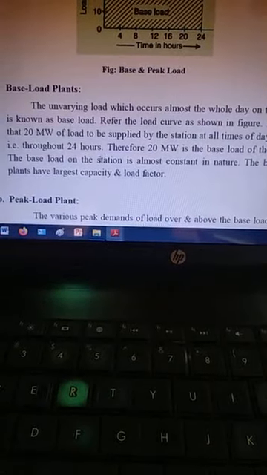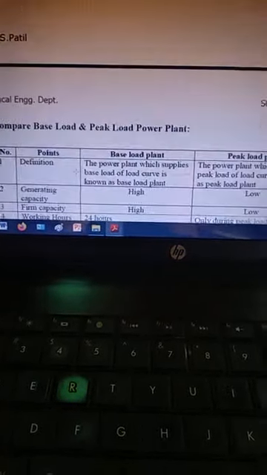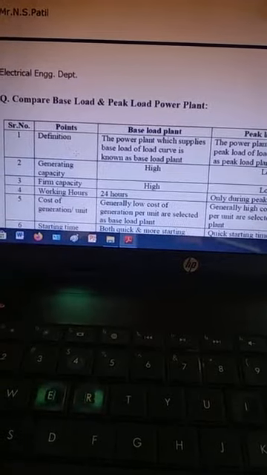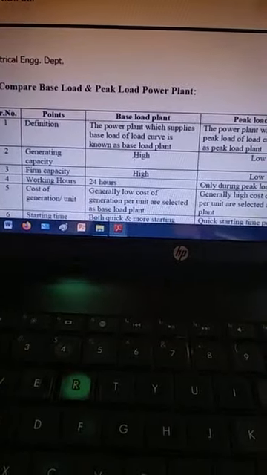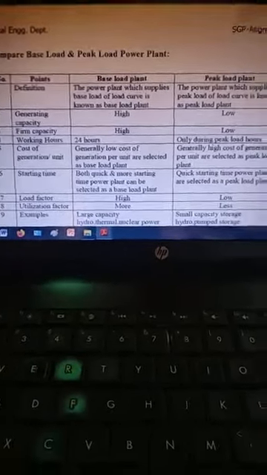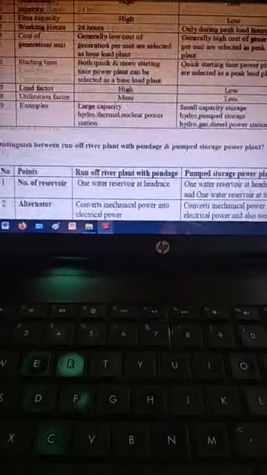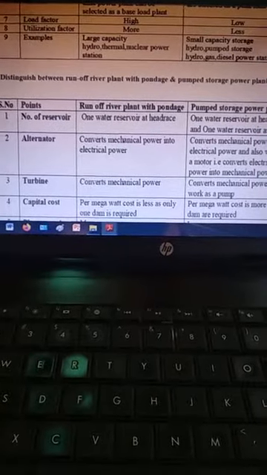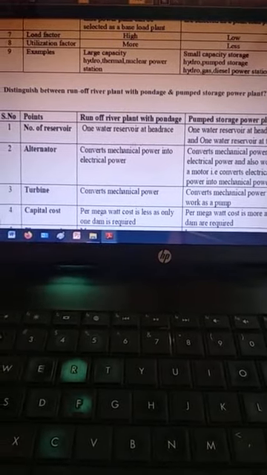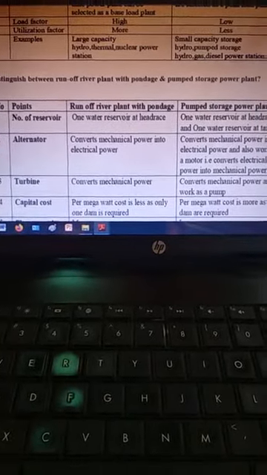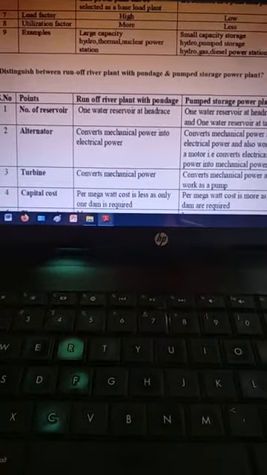This shows the full definitions of what base load plants are and what peak load plants are, and this is a comparison between the base load and peak load power plant. You can read it very easily and understand it easily from the notes I will send you. And there is also a table showing the difference between run-of-river plants with pondage and pumped storage power plants. Okay, so you can look at these two tables.